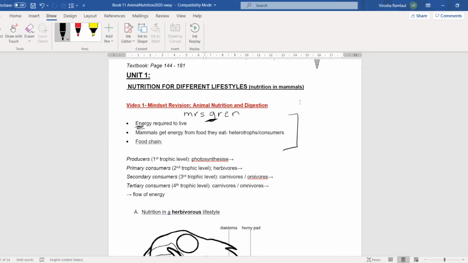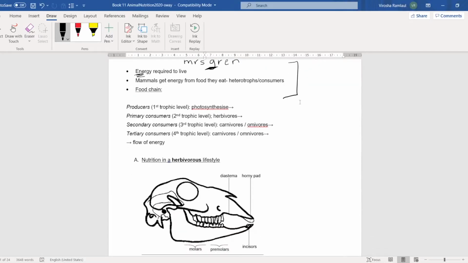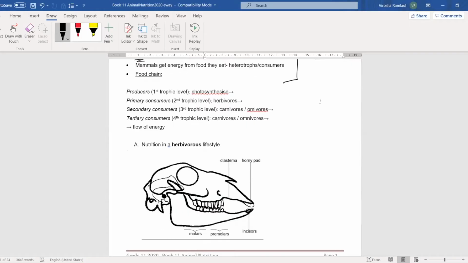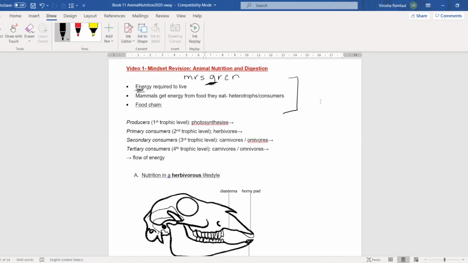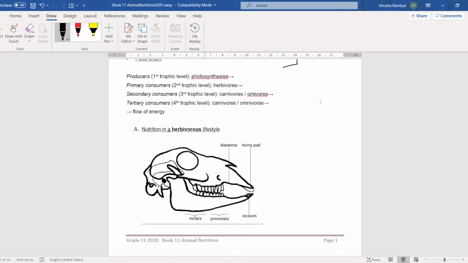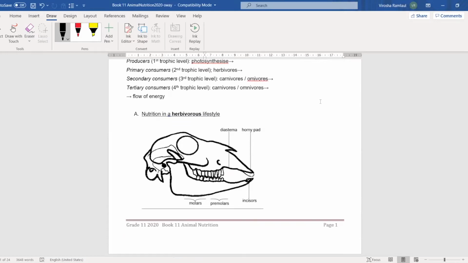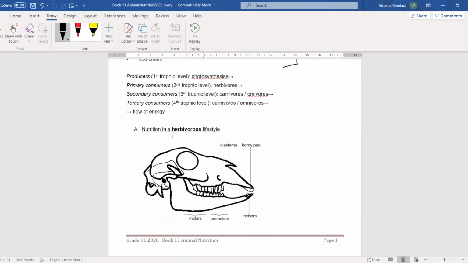Now, when it comes to food, and we know food is very important, food is passed on. The energy from the producers is passed on to the consumers and then the decomposers. Now let's look at the different types of food, the herbivores, and the different skulls. This shows you the flow of energy from producers to consumers to decomposers. That's what a food chain is. It's a flow of energy.